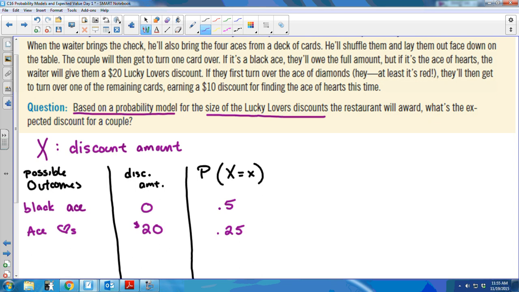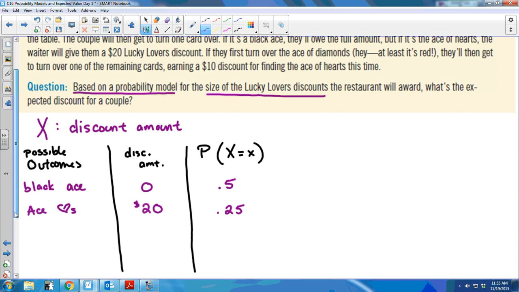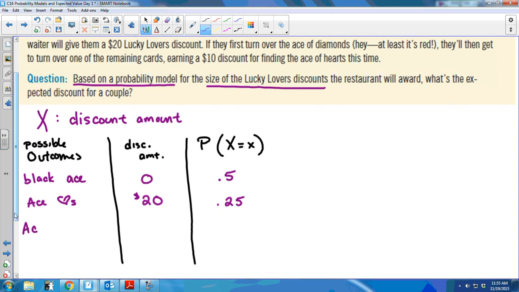Then it says, if you first turn over the ace of diamonds, then you get to turn over a remaining card, and you get $10 if you find the ace of hearts this time. So if you find the ace of diamonds, and then you get the ace of hearts, then you get $10. This probability is a little more complicated, so make sure you think it through.